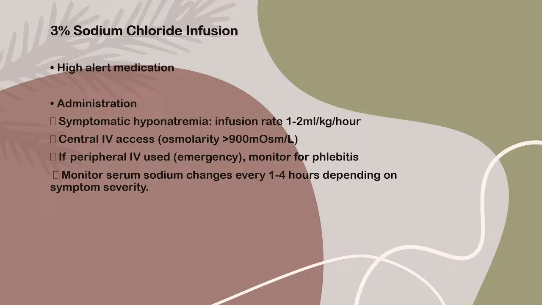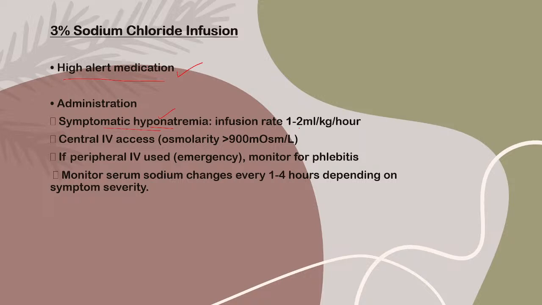Now this 3% sodium chloride is used in treating hyponatremia, which is a high alert medication, and it should be given very wisely. So this is known as a high alert medication. The administration of 3% NS is used in symptomatic hyponatremia. For example, there is presence of symptoms like the patient is dizzy, confused, or having severe muscle weakness. That time we will treat this with 3% NS.